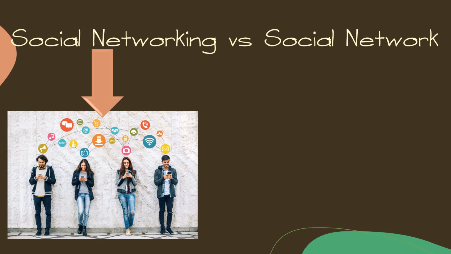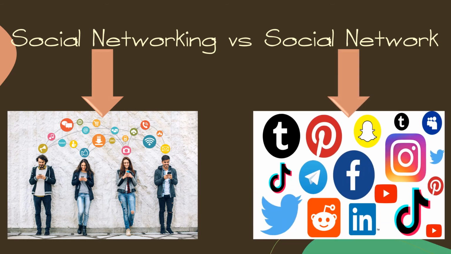What about social network? Social network is the app itself. All right, so these are examples of social network apps that you have been using all this while. Say for example, you have been using Facebook, Instagram, Snapchat, Twitter. So these are called social networks. These social networks are the bridge people use to reach and communicate with one another. Okay, so the act of communicating is called social networking.